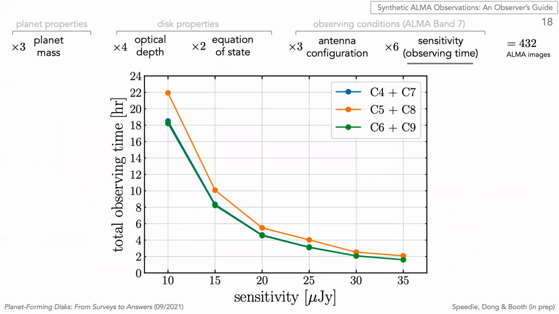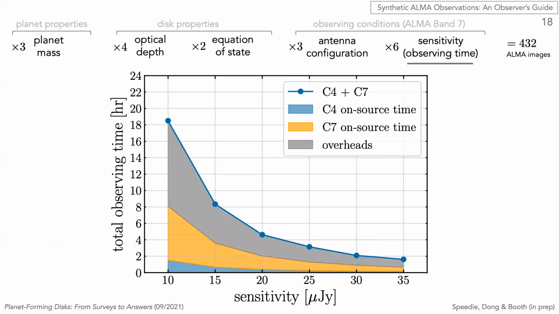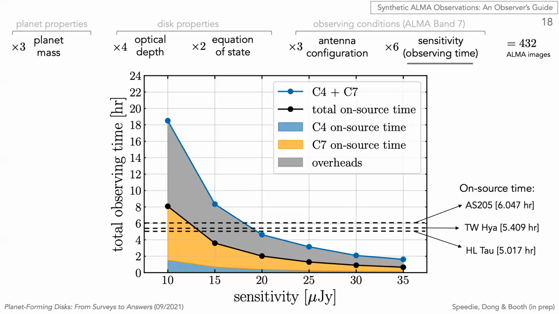We also explore a wide range of sensitivities. The greater your sensitivity, the more observing time is required. The total time breaks down into on-source time for both the extended and compact configuration, but also overheads. And unfortunately, the overheads are not a fixed cost. They actually also increase with greater sensitivity because you can only do so much in one go, and so multiple execution blocks are required, leading to more overheads.